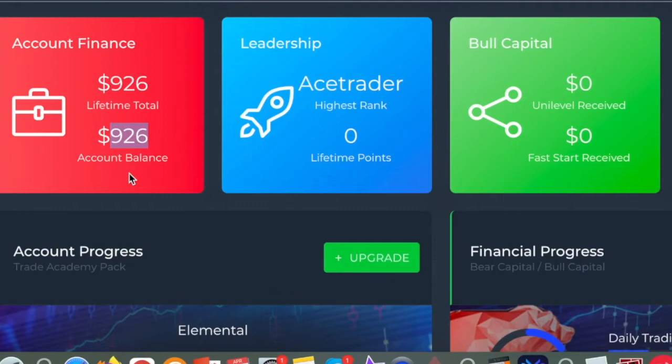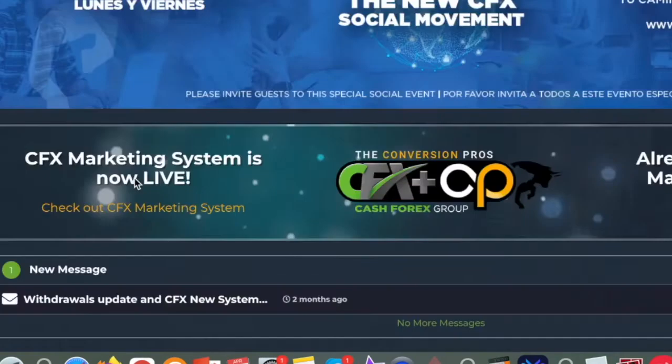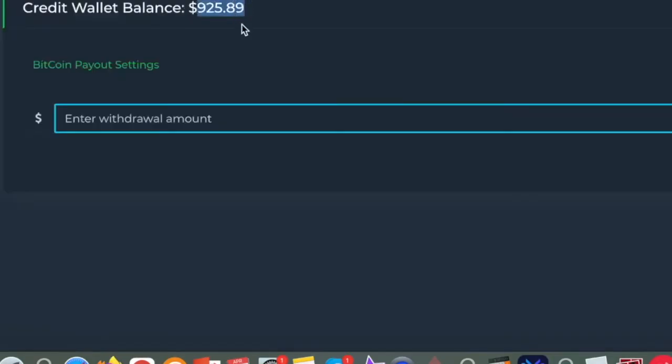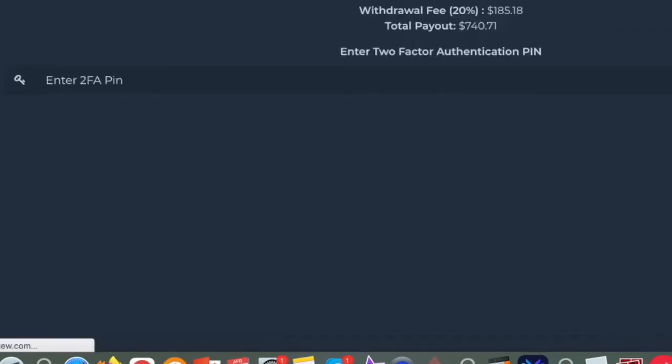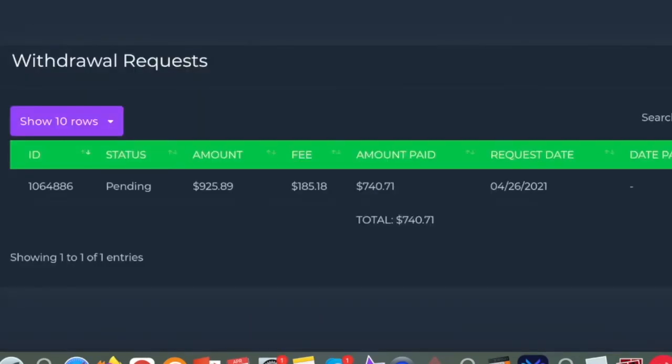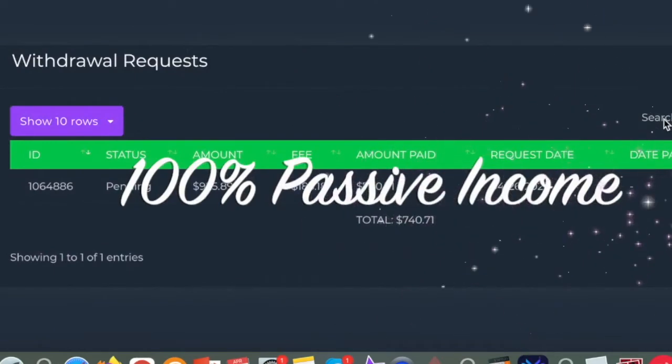You deposit what you want to trade with, they double your money. And how cool is that? All you've got to do is sit back and do the withdrawals. I'm going to withdraw this money out of the account right now. So I'm going to come up to the top, go to financials, and request withdrawal. I'm going to pop the amount that I want to withdraw in there. Click submit. It's going to ask me for my Google Authenticator. That withdrawal is pending, so I'm going to get that coming into my wallet in the next few days or so. So let's move on to the next passive income.